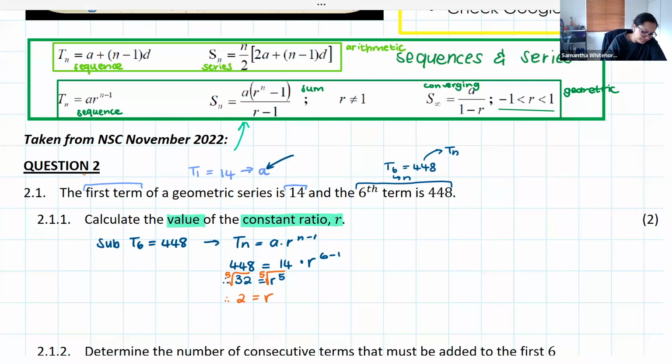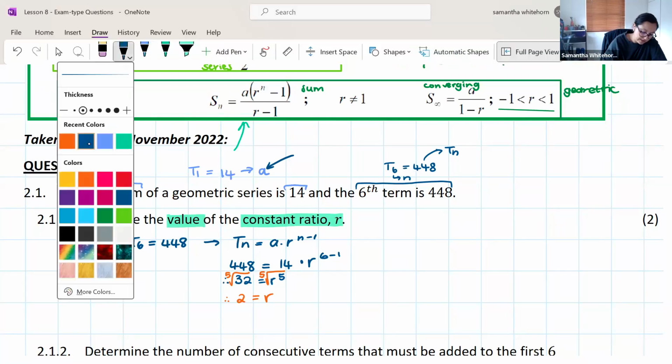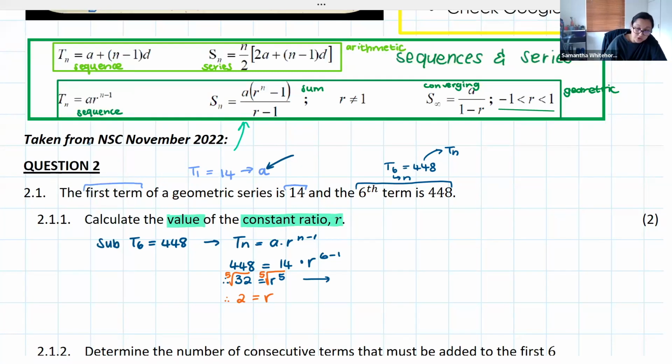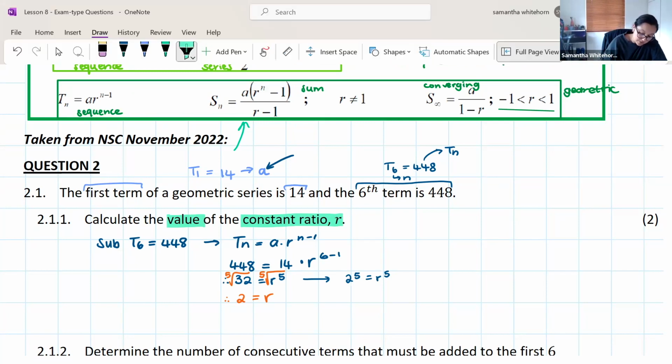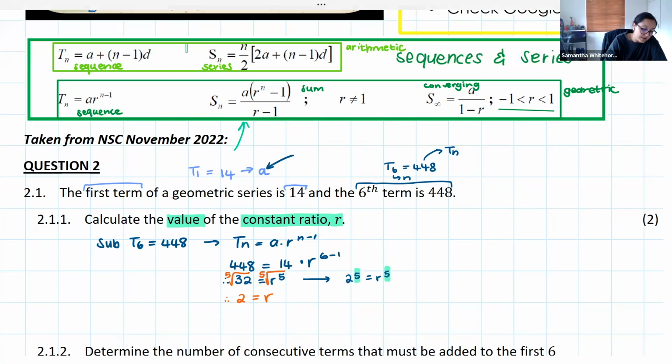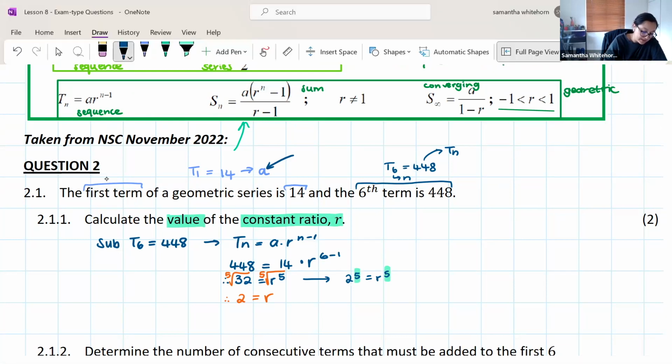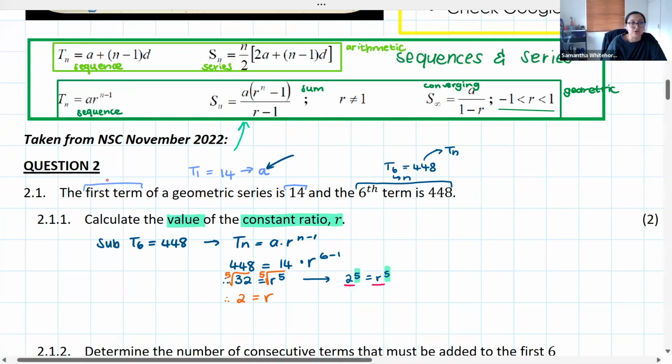Alternatively, you can make your bases the same and use prime factors: 2 to the power 5 is equal to r to the power 5. Usually we try and make the bases the same, but what you need to notice here is that your exponents are the same. If the exponents are the same, then the bases have to be the same. That's just logical. So again, you get that 2 is equal to r. Either way, you get 2.